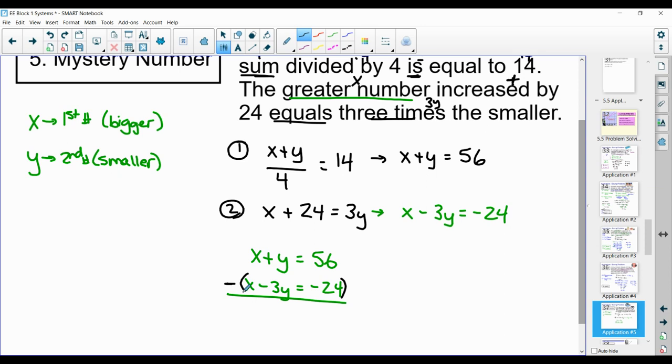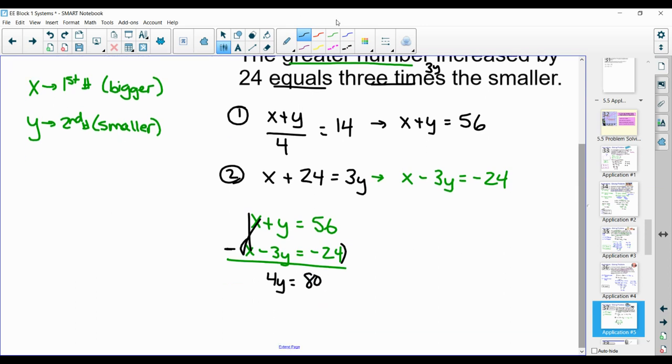So x minus x is 0, so those disappear. Y minus a negative 3y, so y plus 3y becomes 4y. And 56 minus a negative 24 becomes 80. So it's important that you pay attention to those double negatives. And so, dividing by 4 here, I have y equals 20.